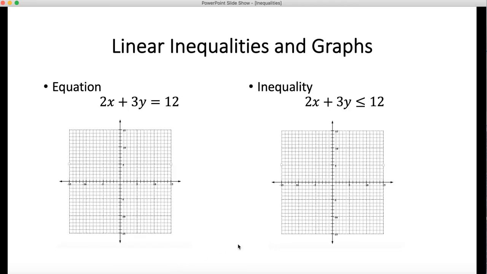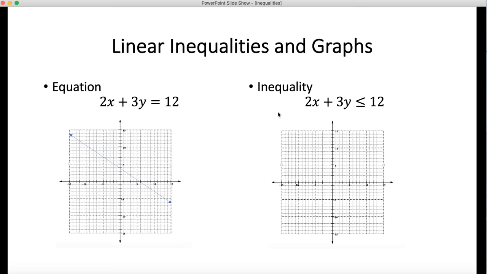So let's get started. First of all, I want to point out the difference between an equation and an inequality, and specifically the graphs of each of these. With an equation, and you did that in the first chapter, if we want to graph 2x plus 3y equals 12, I would recommend that you find the x-intercept and the y-intercept. The x-intercept would be 6, the y-intercept would be 4, and we would graph the line through those intercepts. And this line represents all of the solutions to this equation. So every point on this line is a solution to the equation.